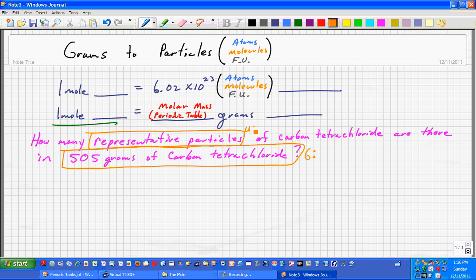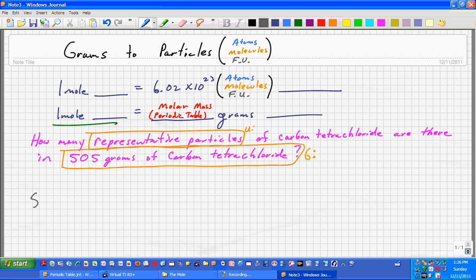Now we've talked about this in class before. I can't just leave this as representative particles. I need to choose between atoms, molecules, and formula units for this. And we'll do that in a couple of minutes, when we need to. I've got my given, my unknown, and I've got my conversion factors. So let's just go ahead and get started on the setup and see where it takes us.